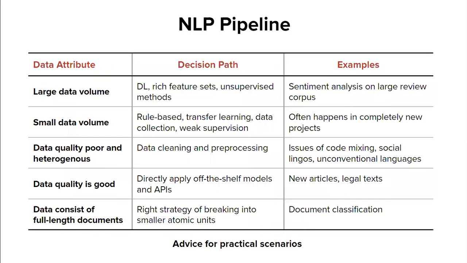For example, for the case of available data, this table here shows what to do when you have a very small amount of data, or a very large amount of data, or when you have data but it's of poor quality, or when you have data which is very long documents. There are these different kinds of scenarios, and we suggest some decision paths to take, taking examples based on our own experiences in building these kinds of NLP systems in the industry.